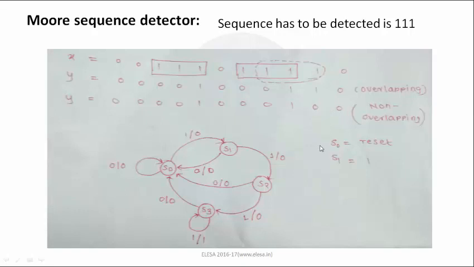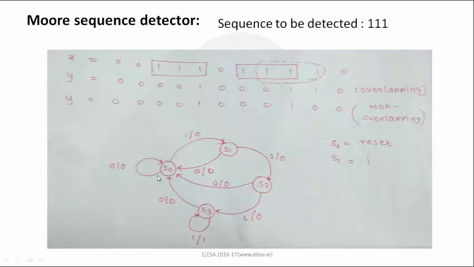Next step is to find the state diagram, and let's say S0 is my first state and it is actually the reset, therefore S0 equals reset. When you switch on the sequence detector, S0 is the reset state, and then S1 is considered as a 1. See how the state diagram is represented.